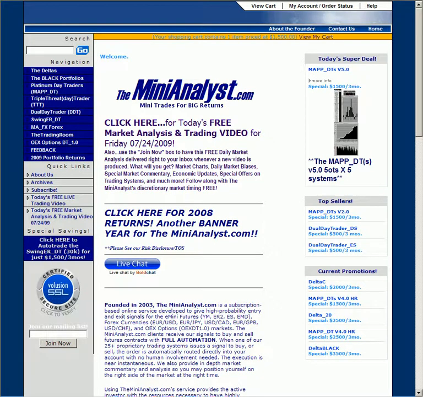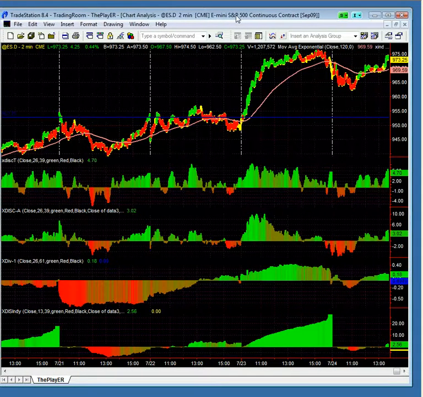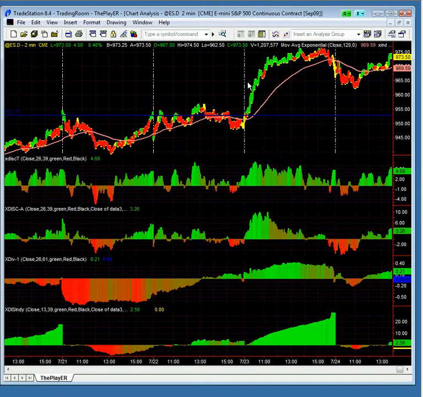The first thing we're looking at here is a chart of the market. This is the mini S&P 500 futures contract, front month in nature. Let's see if we can center that a little bit. What we're looking at here is our underlying indicators suggesting to us where the market is likely to hold.